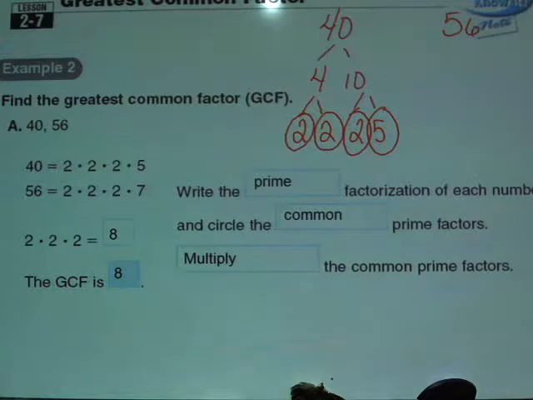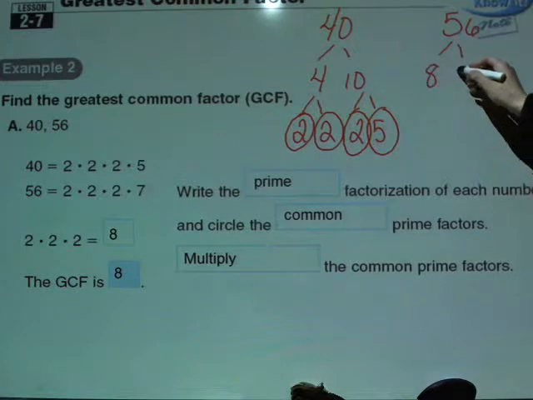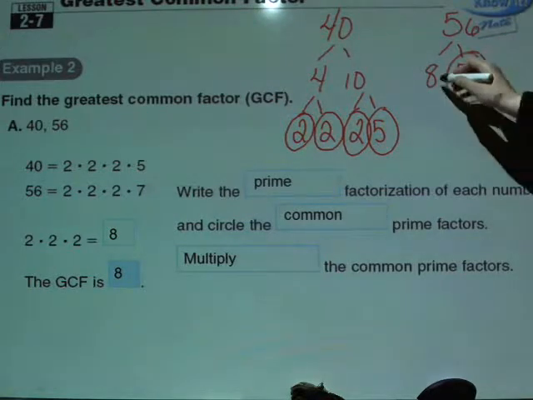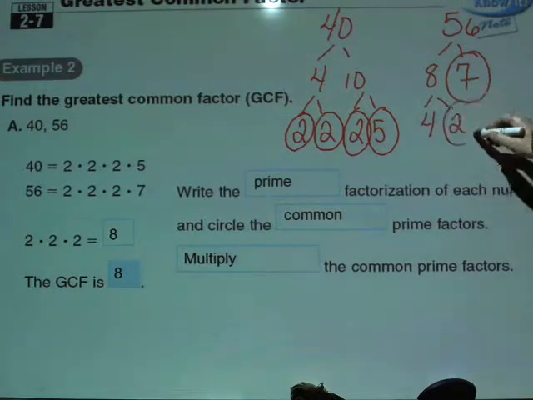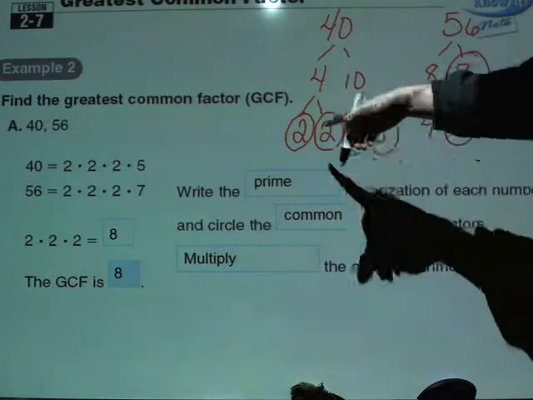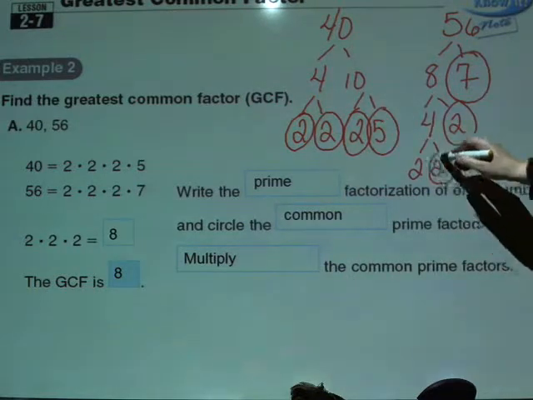Okay, so quickly we'll break down 56. 56, 8 and 7 is probably one of the fastest ways home. 7 is prime, but 8 is not. 8 is going to get broken down as 4 and 2. 2 is prime, but 4 is not. And we know from over here, 4 is going to break down as 2 and 2.